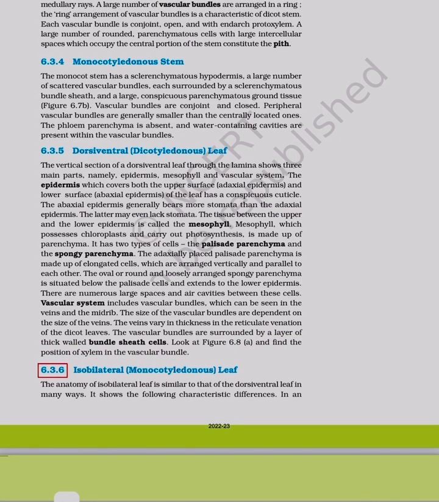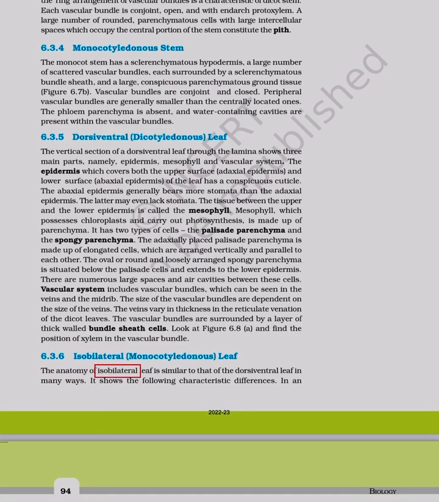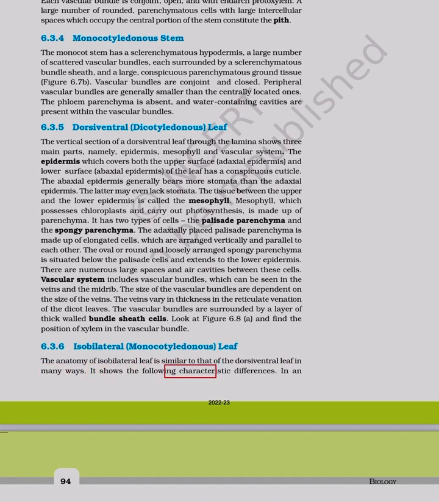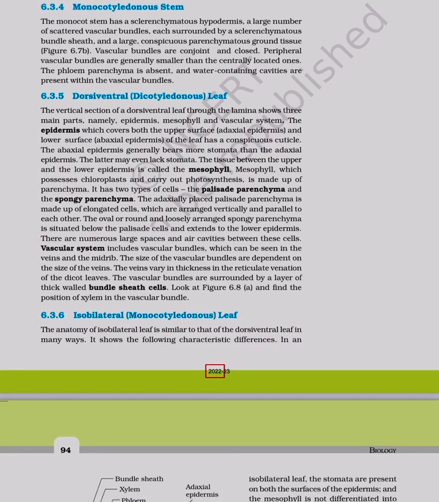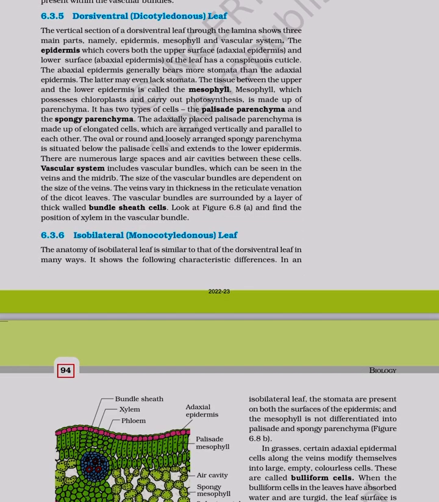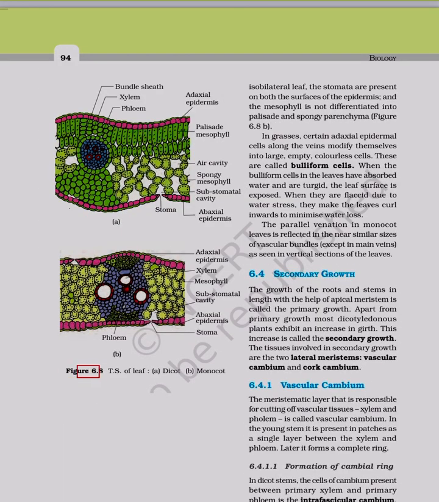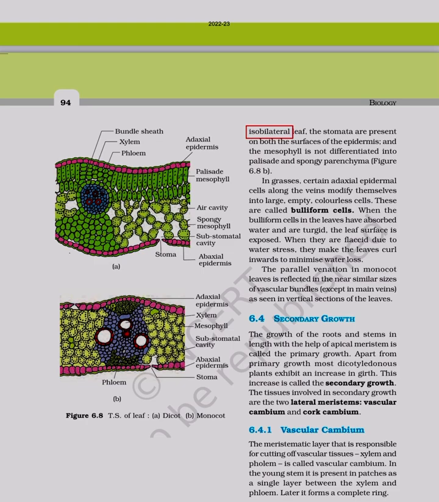6.3.6 Isobilateral, monocotyledonous leaf. The anatomy of isobilateral leaf is similar to that of the dorsiventral leaf in many ways. It shows the following characteristic differences. Figure 6.8 TS of leaf. A. Dicot. B. Monocot. Isobilateral leaf. The stomata are present on both the surfaces of the epidermis, and the mesophyll is not differentiated into palisade and spongy parenchyma. Figure 6.8b.